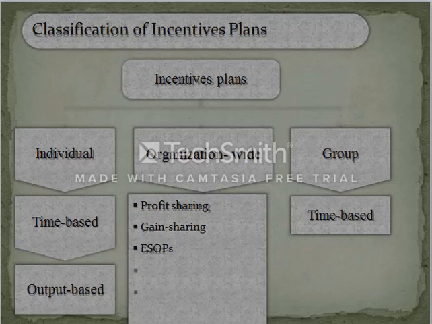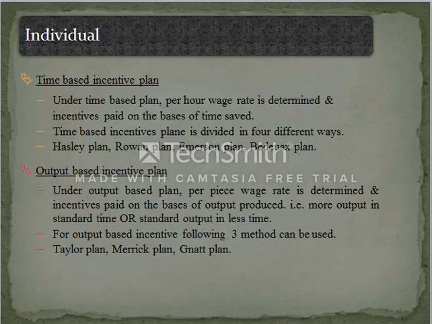Second one is organization based. Under this, there are three categories. The first one is profit sharing, second one is gain sharing, and third one is ESOPs. And the third category is group based. Under this category, there is one subpart that is time based. Now we are going to start the first category of the classification of incentive plans, that is time based.